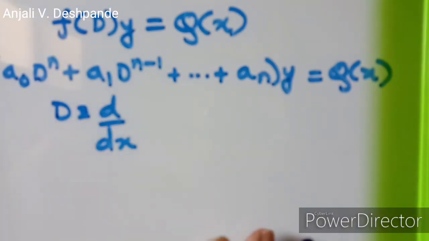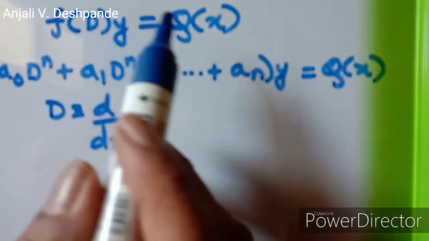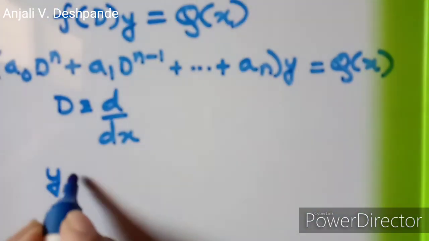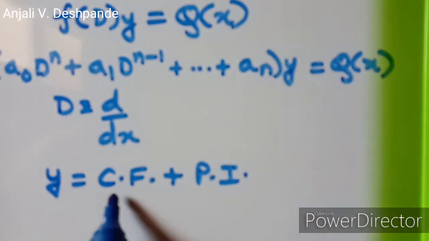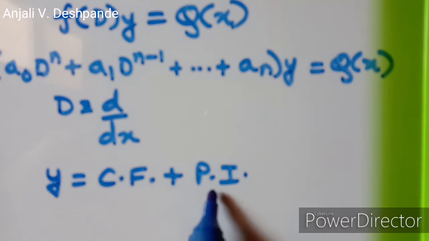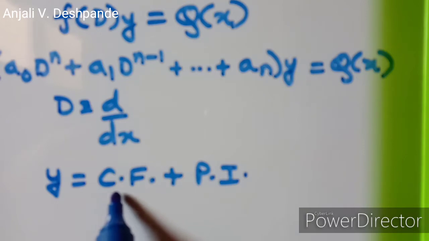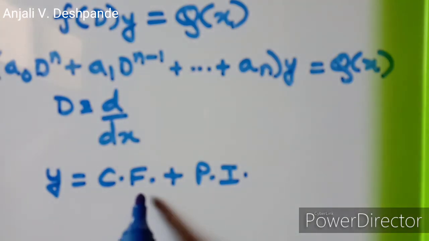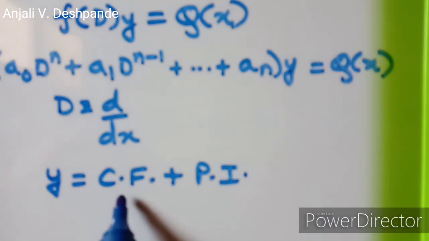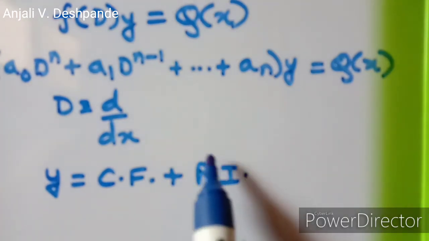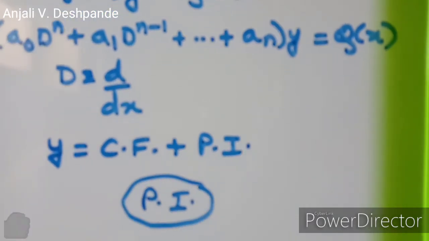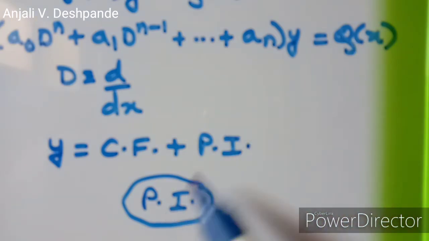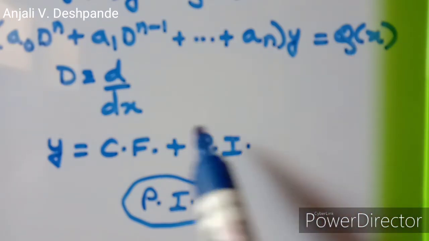The complete solution of the linear differential equations with constant coefficients is given by y = CF + PI, where CF is the complementary function and PI is the particular integral. In the previous video we have seen all the different cases for finding out the CF, and also the solved examples based upon the same. So in today's video we are going to focus upon the PI, that means the different cases based upon the value of Q, and how to find the PI for the same.